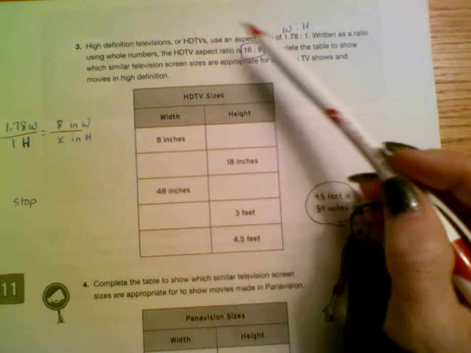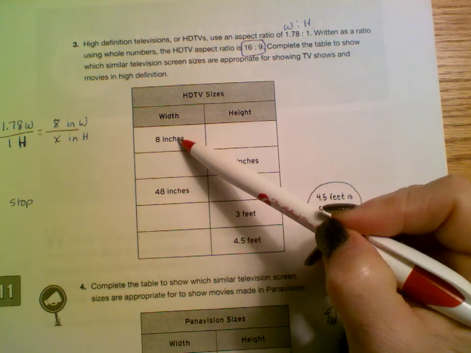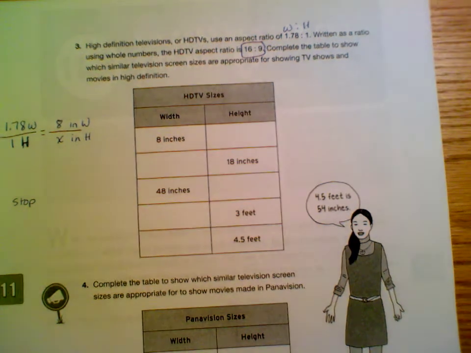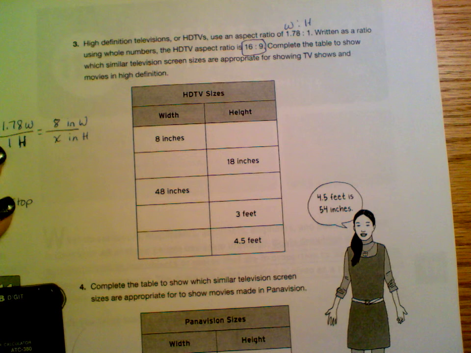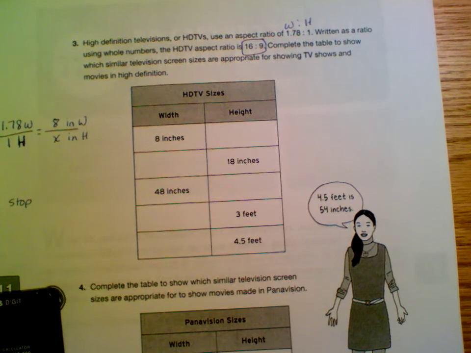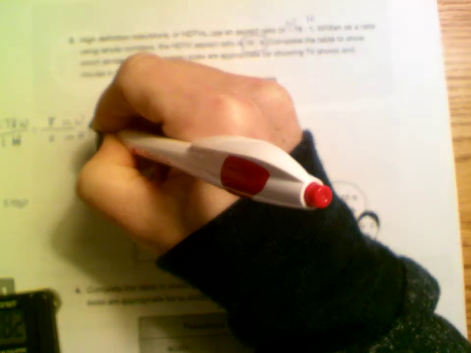So I could go and use this original width to height, and now they're giving me 8 inches as the width, so that means X inches is the height. Here, I would probably solve using means and extremes. 1 times 8 is 8, divided by the 1.78, and I get about 4.49 inches.